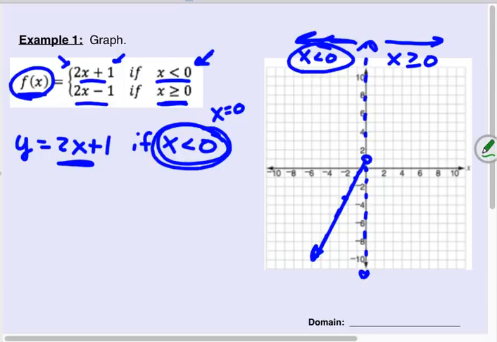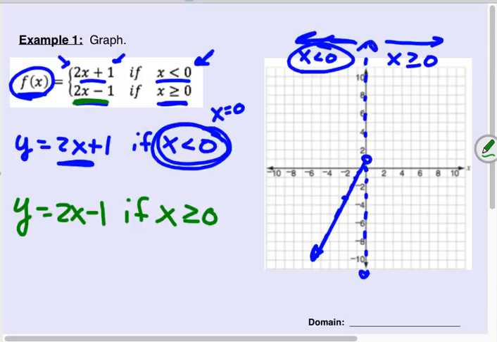I only want a little piece of the line. Now the second one here is y is equal to 2x minus 1 if x is greater than or equal to 0. So this should be on the other side of my x-axis here, going on the right-hand side. But we're going to graph it now. Slope is 2, y-intercept is negative 1. Negative 1 is right here.